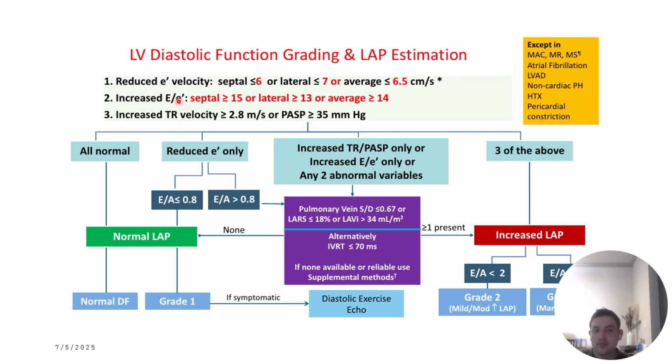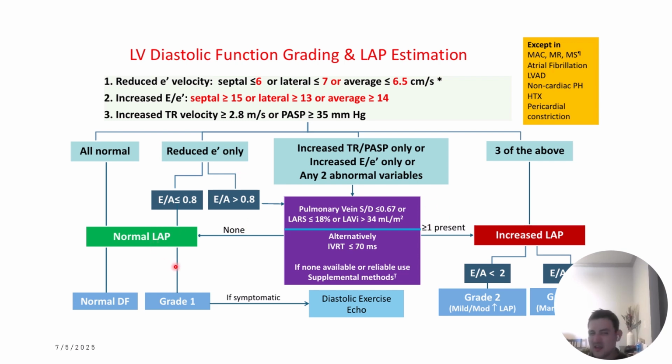You're going to see E over E prime, septal or lateral or average, more than 14. If this is abnormal, it's going to increase the right side pressure, so it's going to increase the TR velocity to more than 2.8, or pulmonary artery systolic pressure more than 35. If all of those are normal, or you have only a reduced E prime, for example, and the E over E prime is 0.8, you by itself are going to have a normal left atrial pressure.